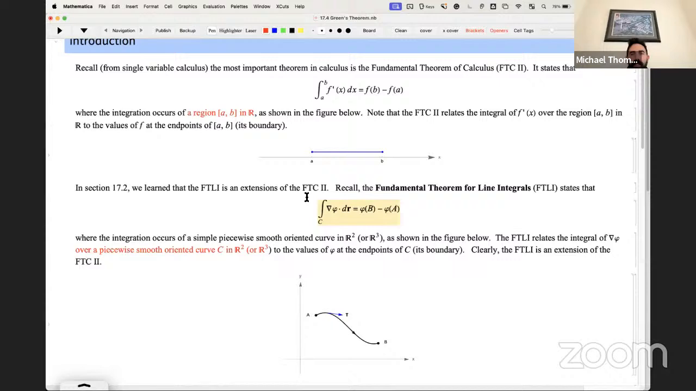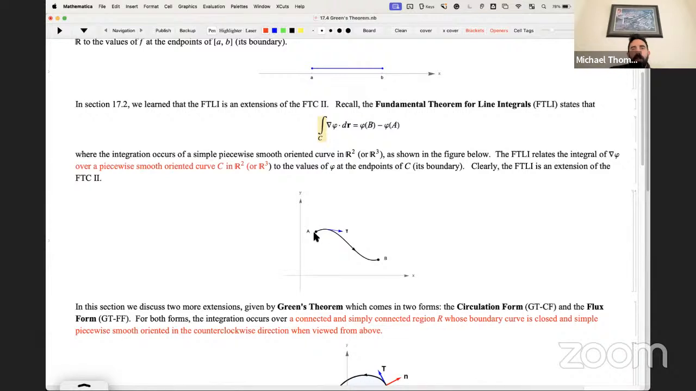Okay. All right. So this is our extension. Now, the first thing you want to ask is, where does the integration occur? Well, up here, the integration occurred on a one-dimensional region in R. But over here, the integration is occurring over a curve, a parametrized curve in R2. Or you can also do it in R3. But let's keep it simple. Let's just look at it in R2.